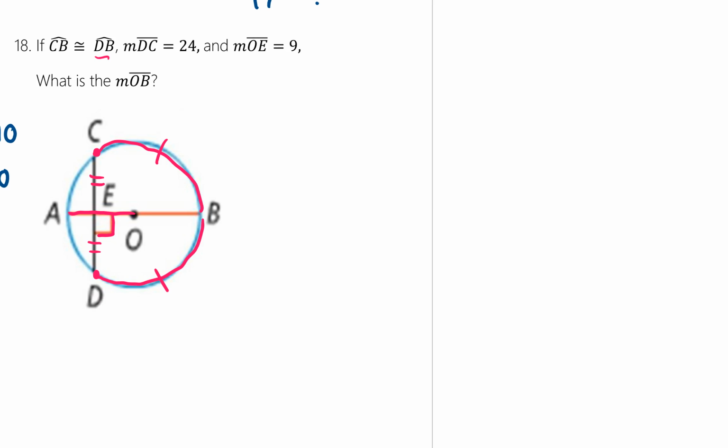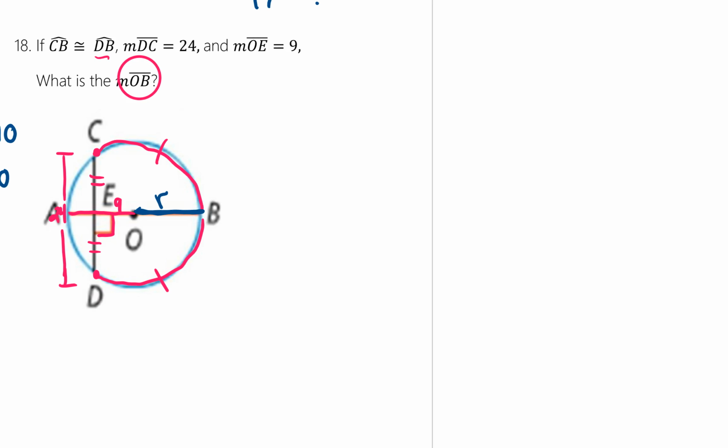Next, it says that DC, this whole line from here to here, is 24, and that OE, this little piece in here, is 9. What is the measure of OB? So what is the measure of this here, which happens to be our radius?